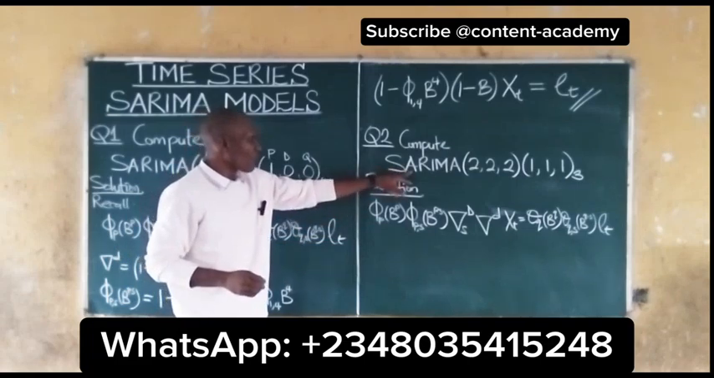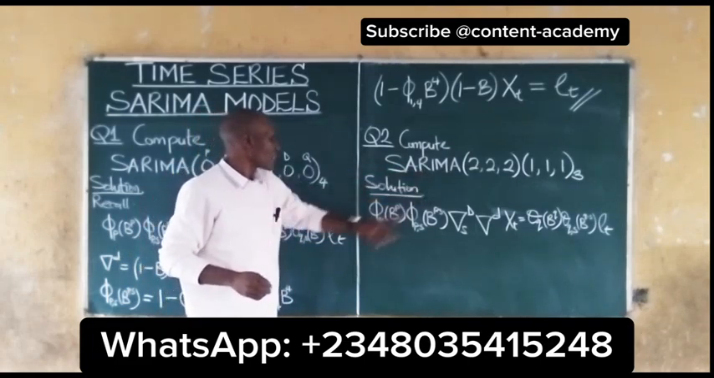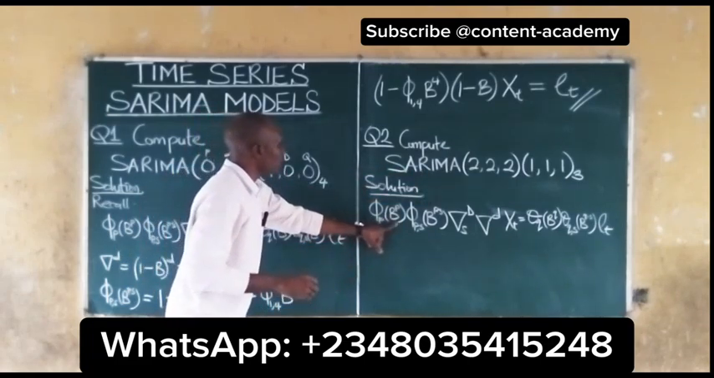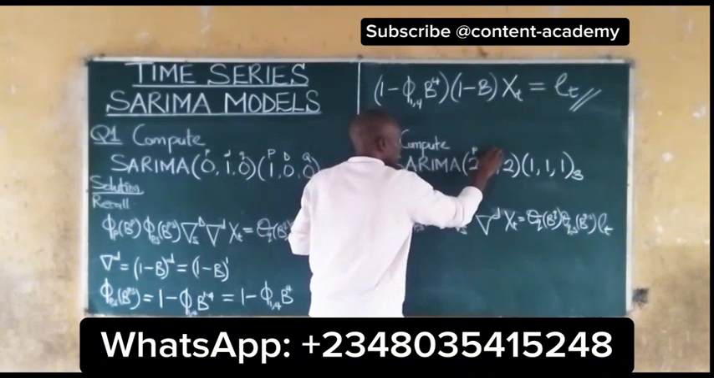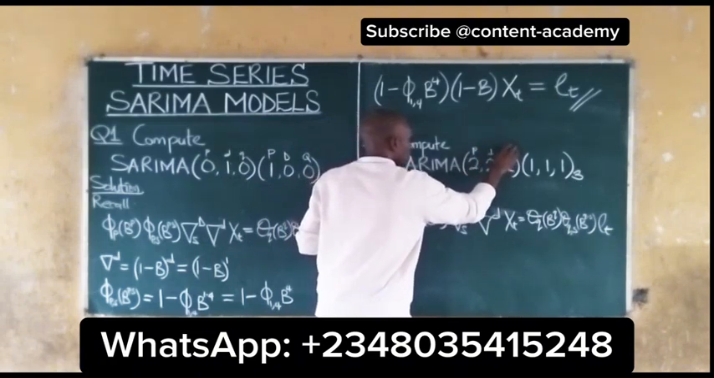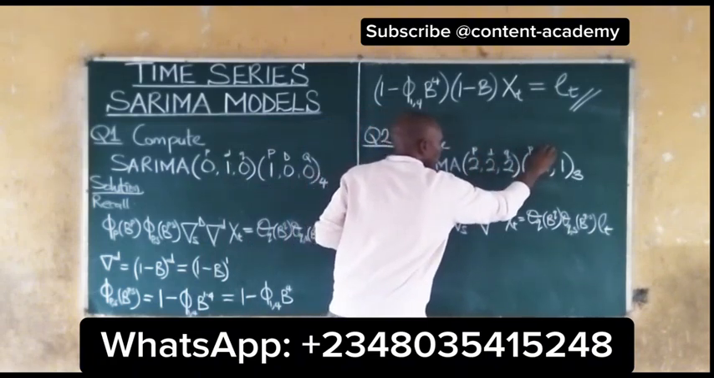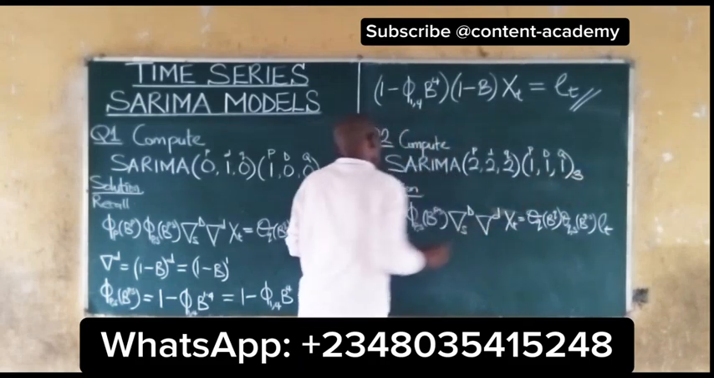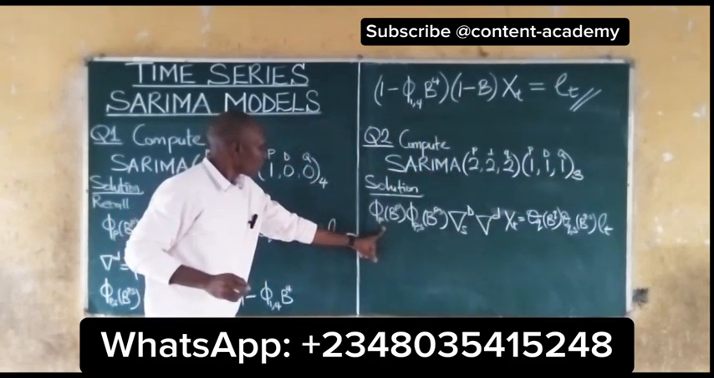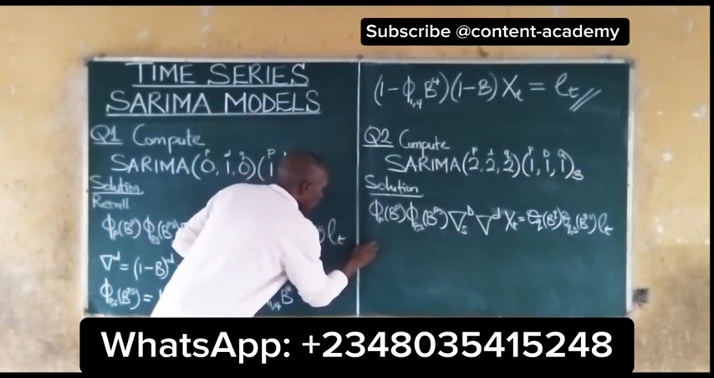The first thing to do is to compute the autoregressive part. So we compute this part first. And here, of course, we know that this is our p, this is our d, and this is our q. This is our P for the seasonal part, this is our D, and this is our Q. This is the seasonality, which is 3. Now, we write this part out.